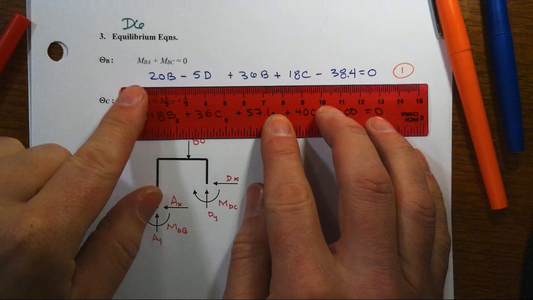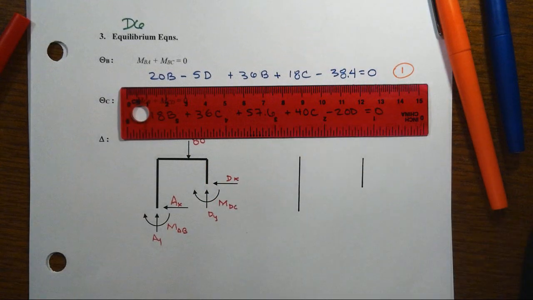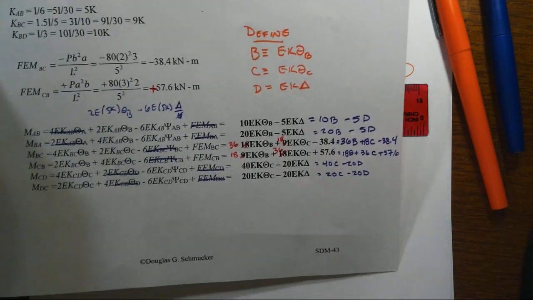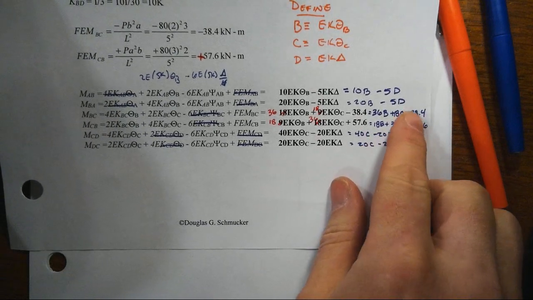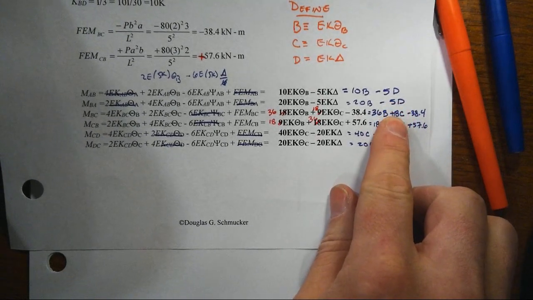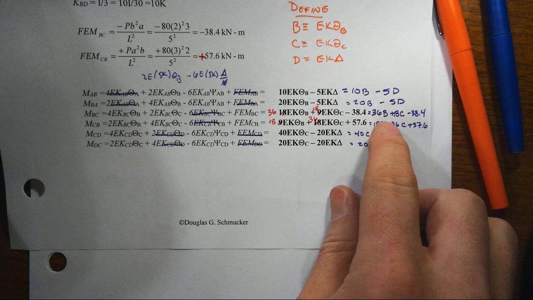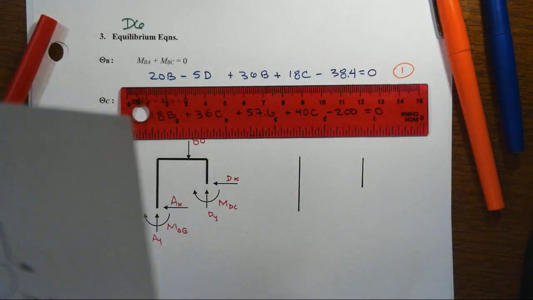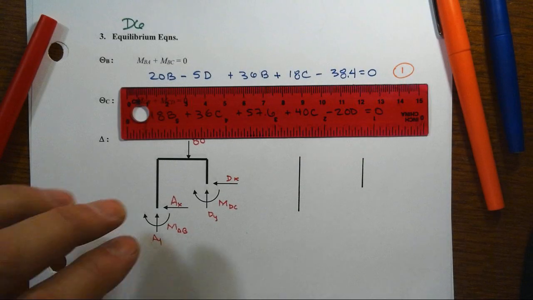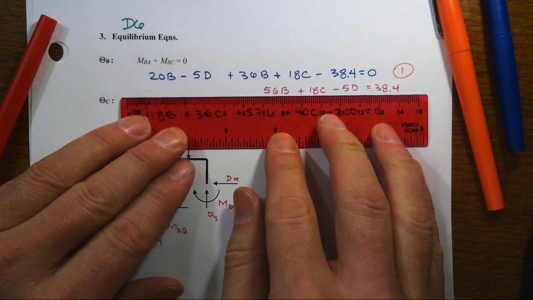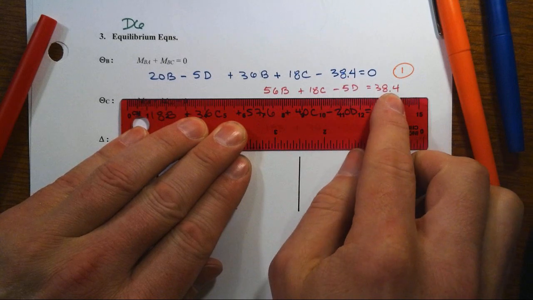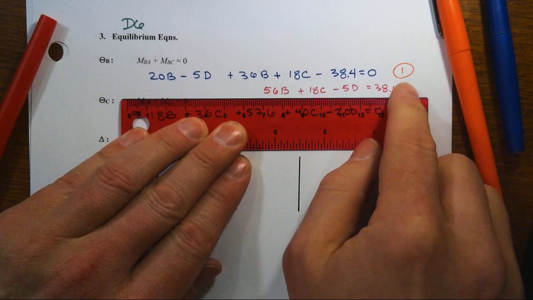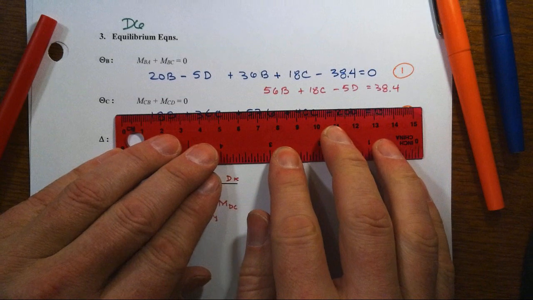So we substitute in MBA and MBC, coming from that joint equilibrium, of course we're getting those equations from our slope deflection equation. Since that's MBA and MBC, and I've written these two right next to each other, we're just summing that second line and that third line together, and that's where we're coming up with this particular equation. Simplify it down, and we've got 56b plus 18c minus 5d, and I've taken the 38.4 to the other side. That's our first equation, right?